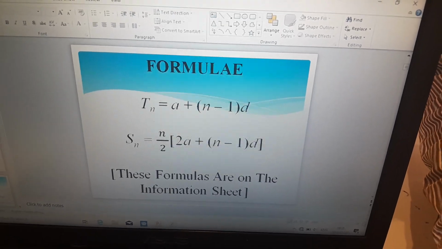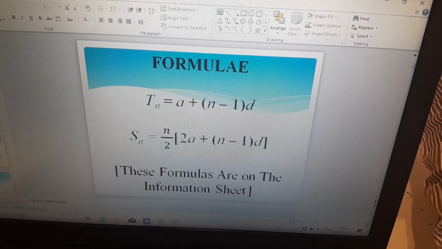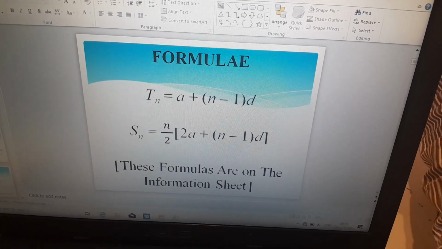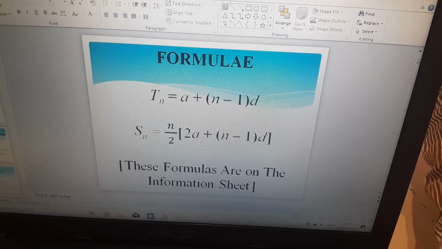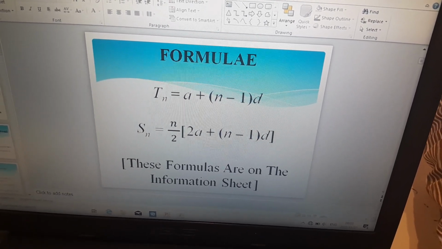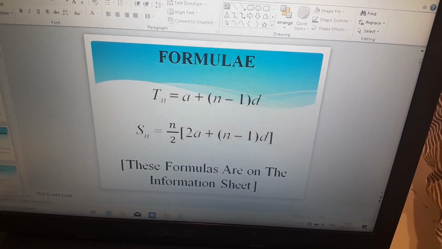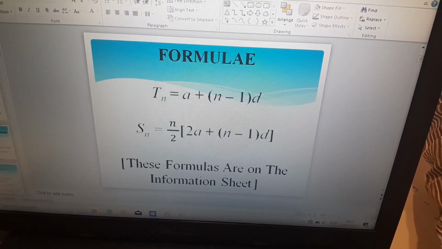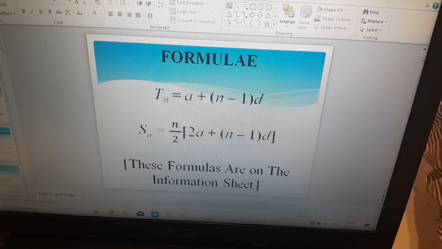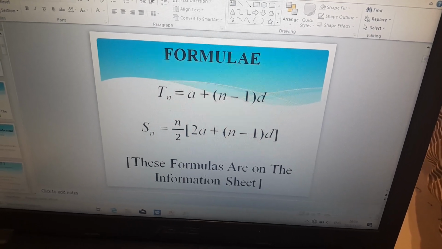Those are the formulas that we are going to be using. So for the general term, Tn is equal to a plus, open bracket, n minus 1, close bracket, d. And then the other formula is for when we are summing. Okay, now here is part 1.